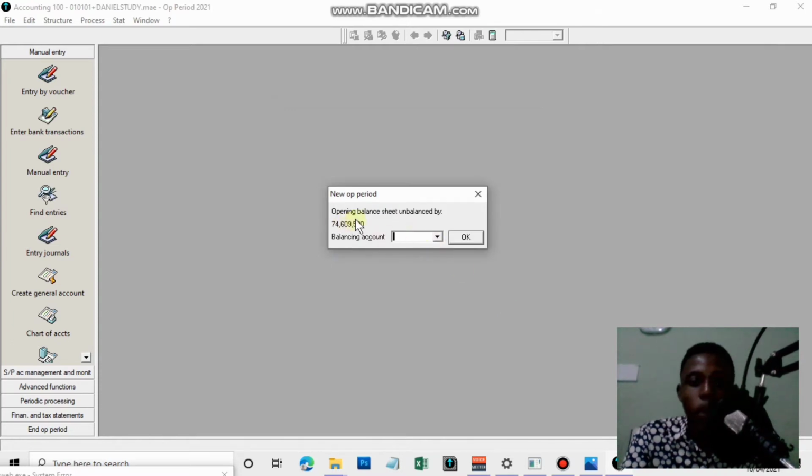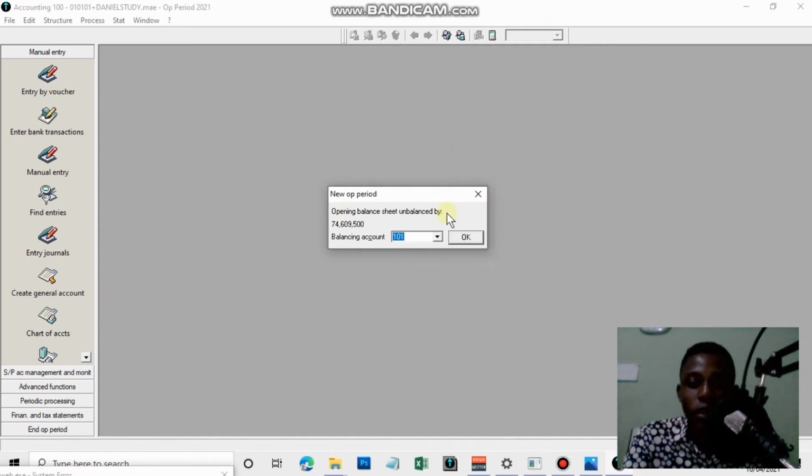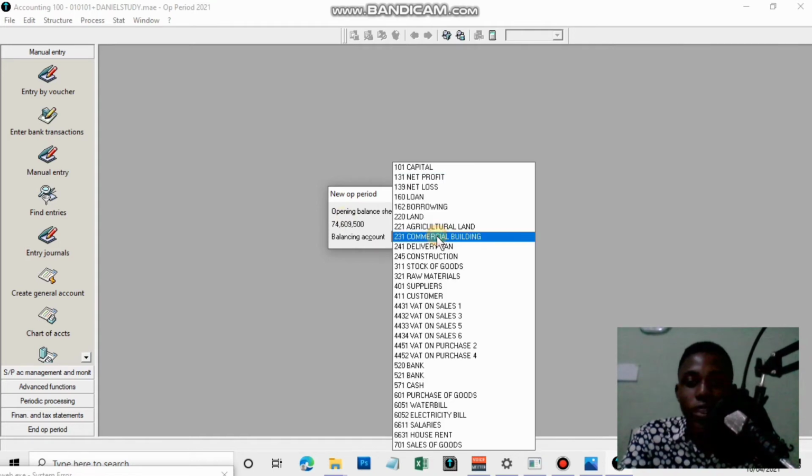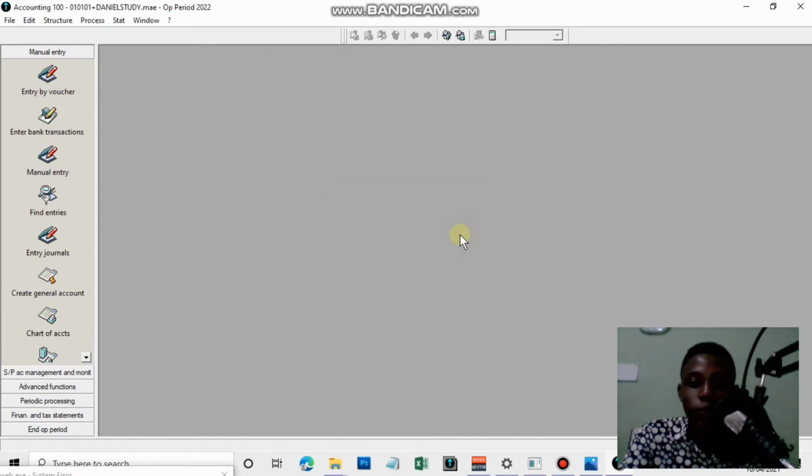Now here you look at whether the opening balance sheet is a positive amount or a negative amount. If there is a negative amount, you put 139. That means net loss. But if it is a positive amount, you come here on 10131. That means net profit. You come here on okay.